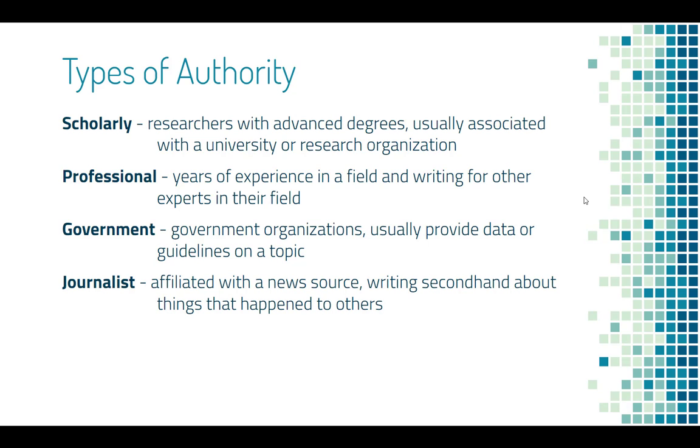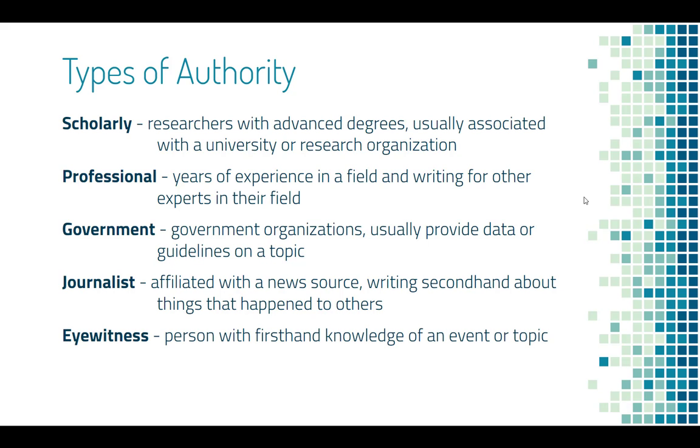There's also the authority of a journalist. This journalist is affiliated with a news source. They are writing secondhand about things that happen to others. You will also see during this type of authority affiliations with a large news source or a local news source, and language that is talking about other people, not necessarily their own personal experiences.